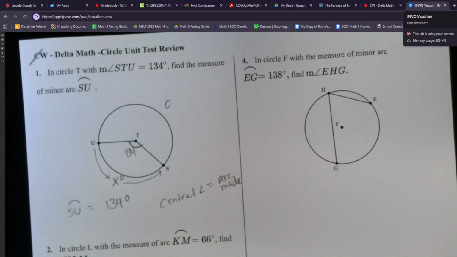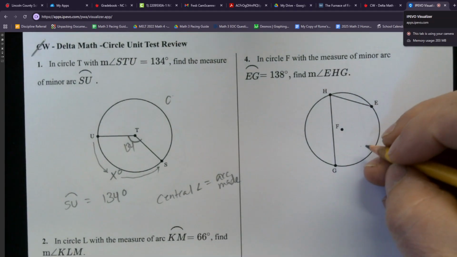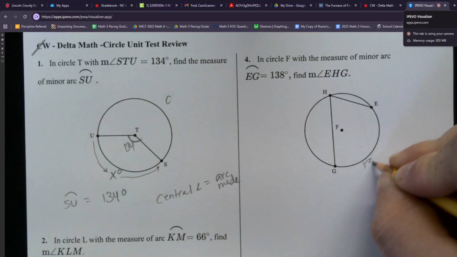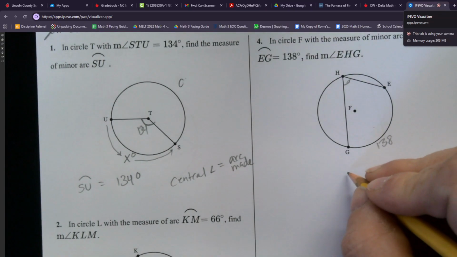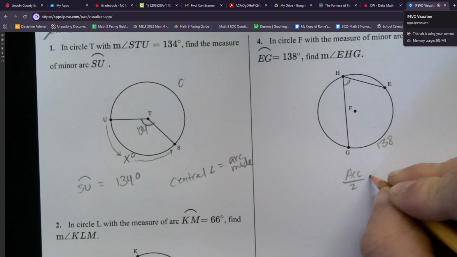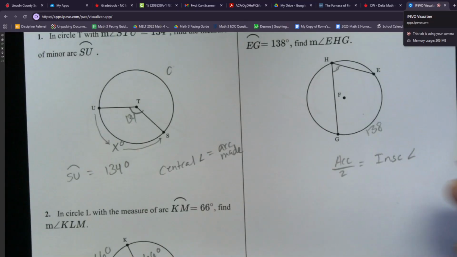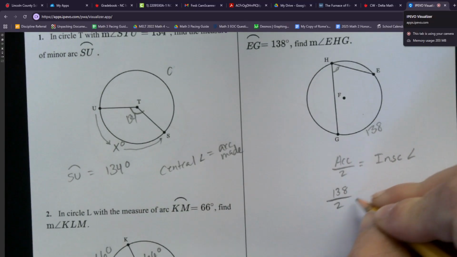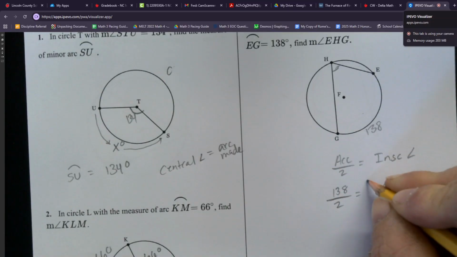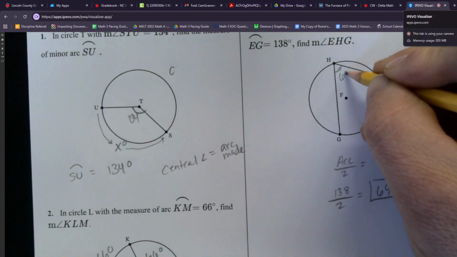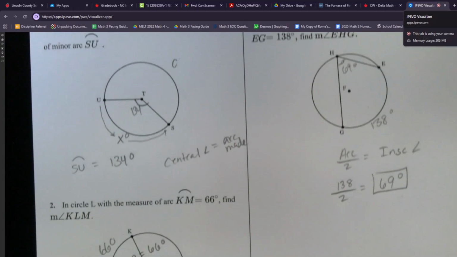All right, in circle F with the measure of the minor arc being 138, find the measure of EHG. EG is 138. Now remember, the arc divided by 2 is the inscribed angle. It's just the converse of the other theorem. So 138 divided by 2 will be 69 degrees. So the angle is half the arc it makes.